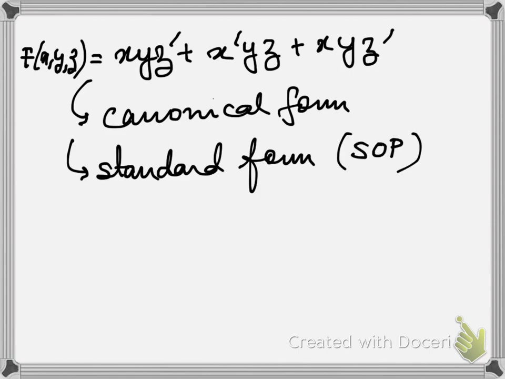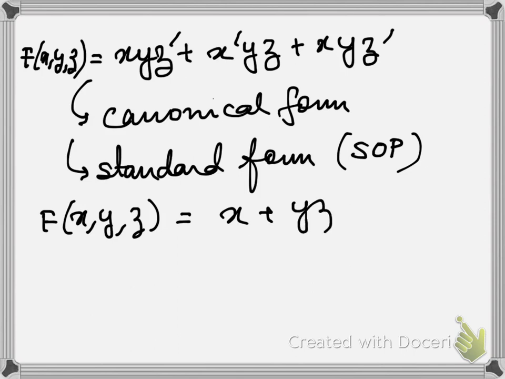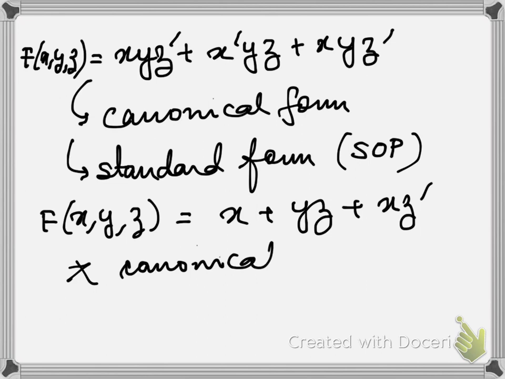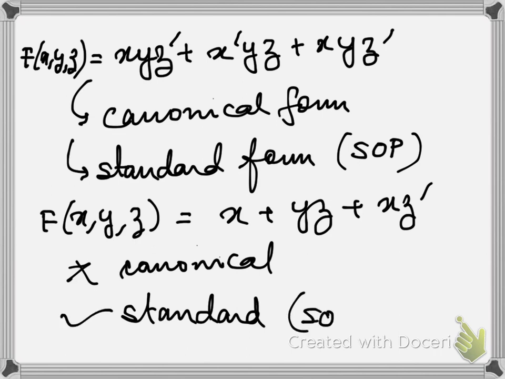But if I have something like this, f of x, y, z equals x plus y, z plus x, z dash, this is not in the canonical form. This is not canonical, but it is in the standard form, as a sum of products, SOP.